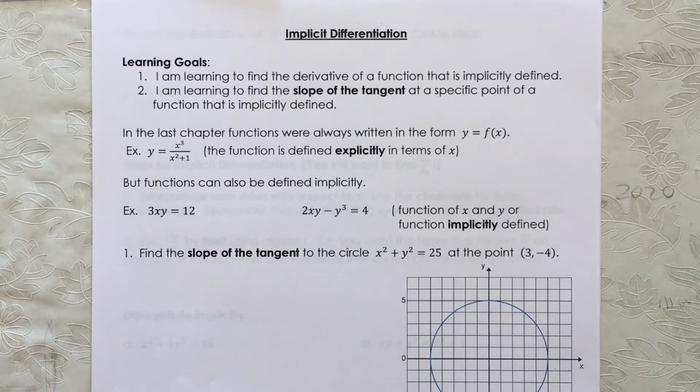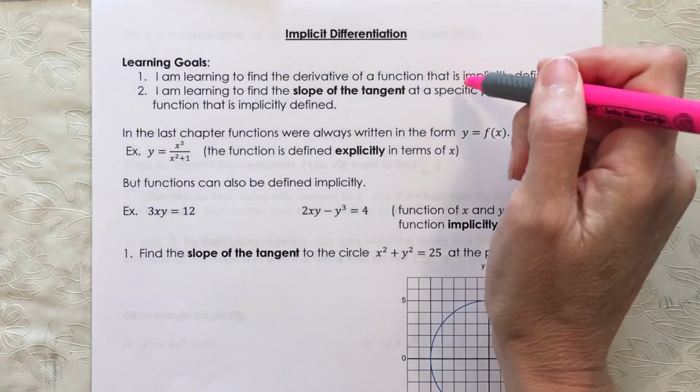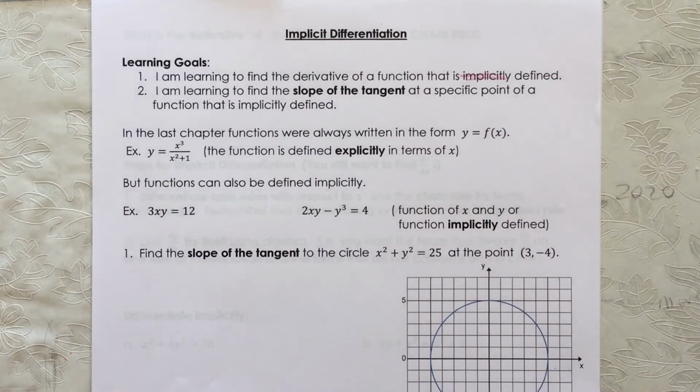Hi everyone. Today we're going to learn implicit differentiation. Also something really important you need to know for university. So we're learning to find the derivative of a function that is implicitly defined. That's probably a word that we haven't used in math before. We'll see what that means. And we're learning to find the slope of a tangent at a specific point of a function that is implicitly defined.